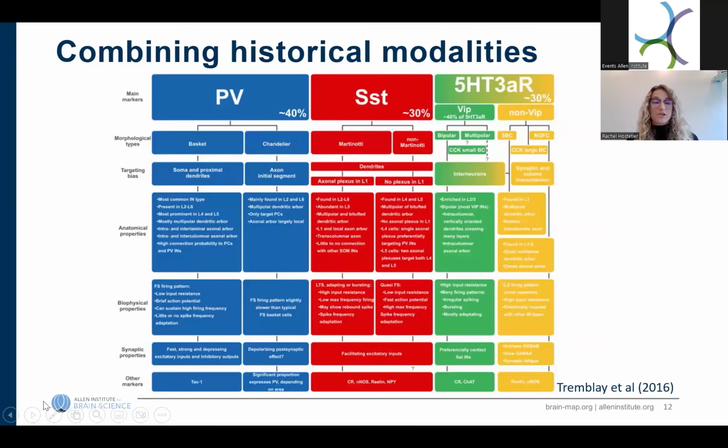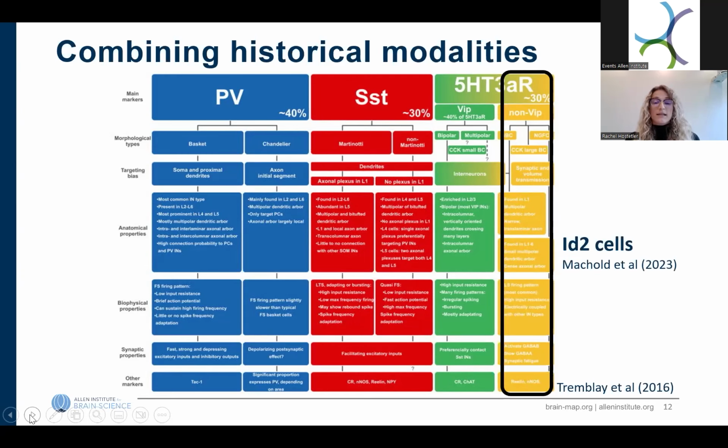And so here's an updated chart a few years later from this same lab, adding on to the way that we define these three different types of inhibitory interneurons. Again, in the last few years, you can see this chart has expanded. We have more properties regarding the biophysical properties, synaptic properties, and other anatomical properties. So trying to combine all these different modalities has really been something that many, many researchers in different labs have been focusing on for a very long time.